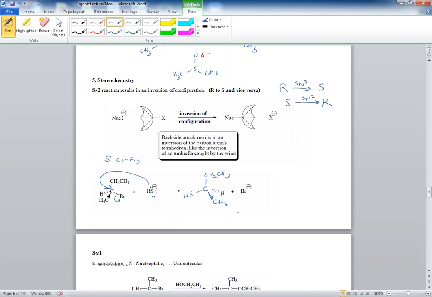So this would have the R configuration. So that would be 1, 2, 3. So we would have now the R configuration.